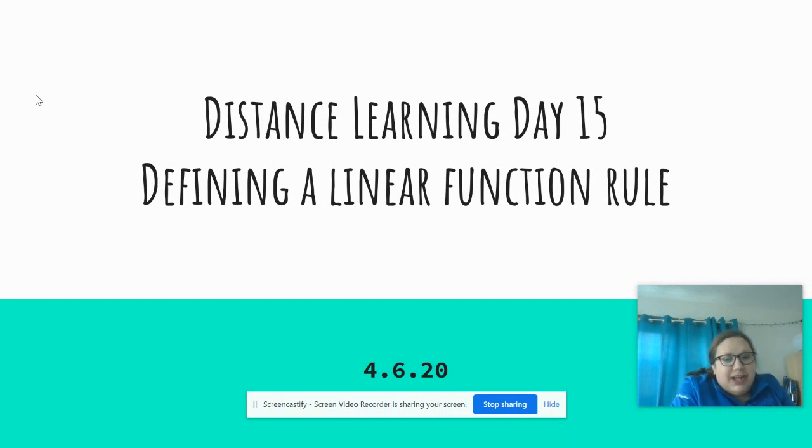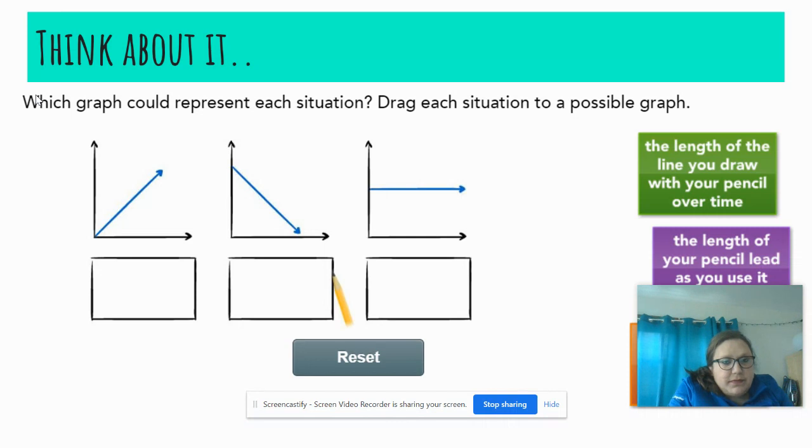So today we are going to continue our work with functions, but for this week we are going to be talking about linear functions. And as we learned last week, those are functions that will result in a straight line. All right, so let's get started.